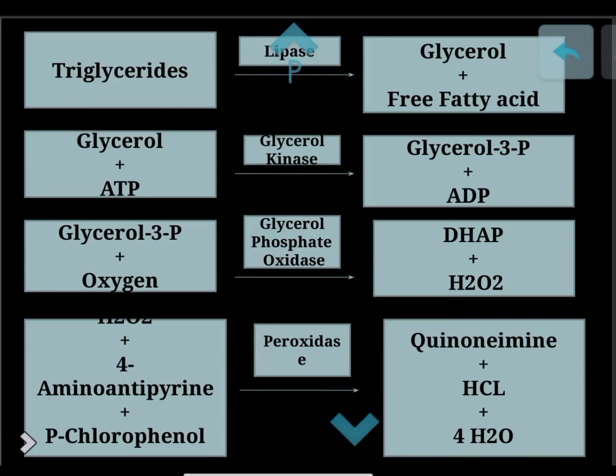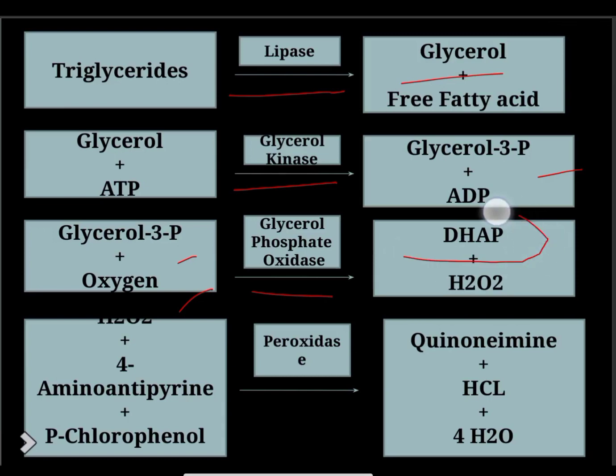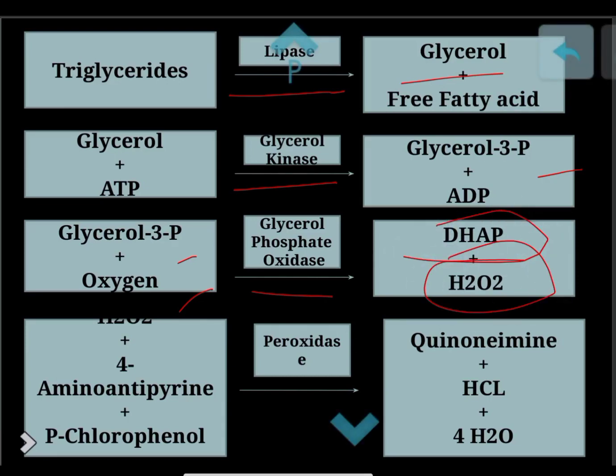First, triglyceride gives glycerol and fatty acid in the presence of lipase enzyme, and this glycerol reacts with ATP in the presence of glycerol kinase. It gives glycerol 3-phosphate and ADP. This glycerol 3-phosphate again reacts with oxygen in the presence of glycerol phosphate oxidase enzyme and gives dihydroxyacetone phosphate and H2O2. This H2O2 again reacts with 4-amino antipyrine plus chlorophenol and gives quinonimine dye and HCl plus H2O in the presence of peroxidase enzyme. It is the final color complex which is measured on a colorimeter or spectrophotometer.